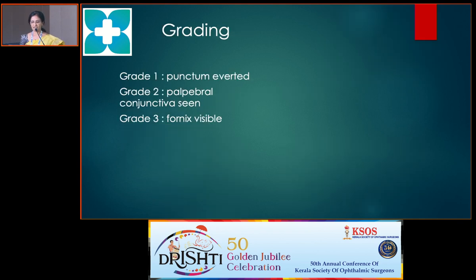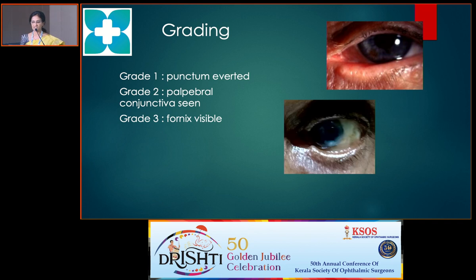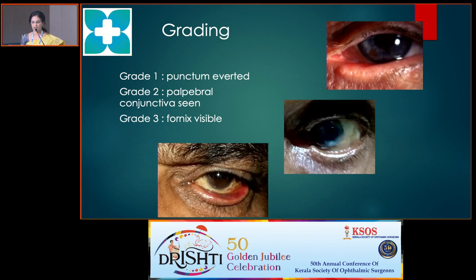So there is a grading system. Normally, in a normal lower lid, you should not see the punctum unless you pull it down. In grade 1, only the punctum is everted, grade 1 ectropion. If the palpebral conjunctiva is seen, it is grade 2. And if the fornix is also visible, that is grade 3.